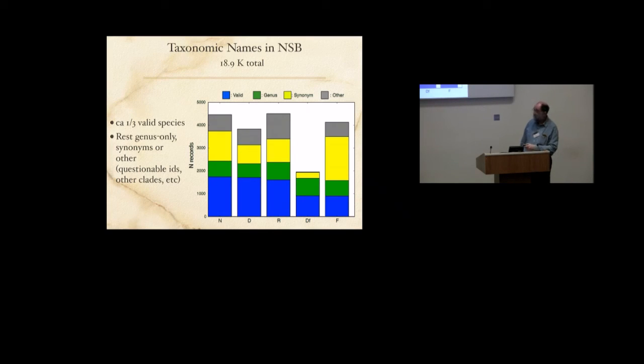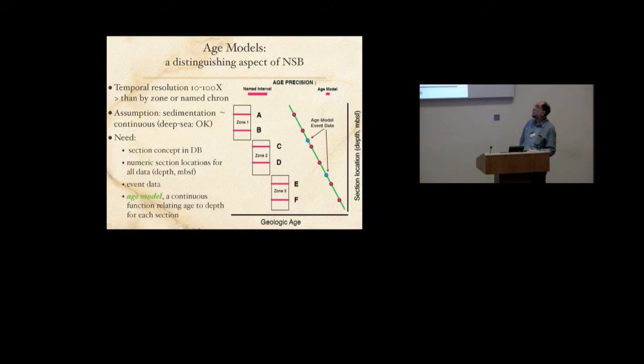But the database, of course, links all the data together and pulls back data also recorded under synonyms when you do searches. One of the distinguishing characteristics is that we use age models, not just named age intervals. And in theory, you can get 10 times to 100 times or even higher improvements in precision and accuracy for this type of age estimation. But it makes the assumption, which is very important, that sedimentation is fairly continuous. And that's okay for deep sea sediments for the most part.